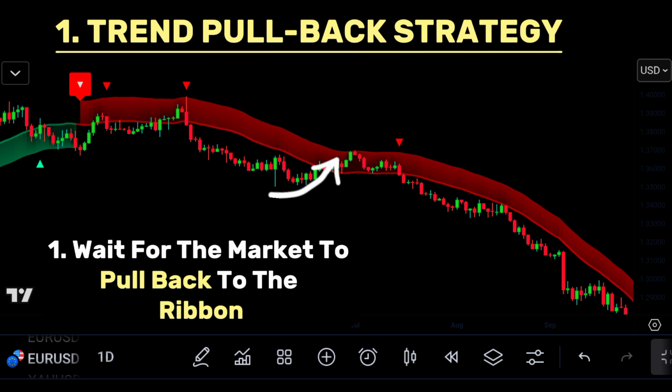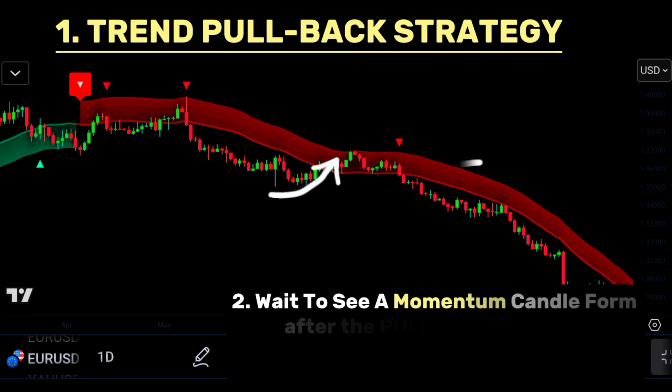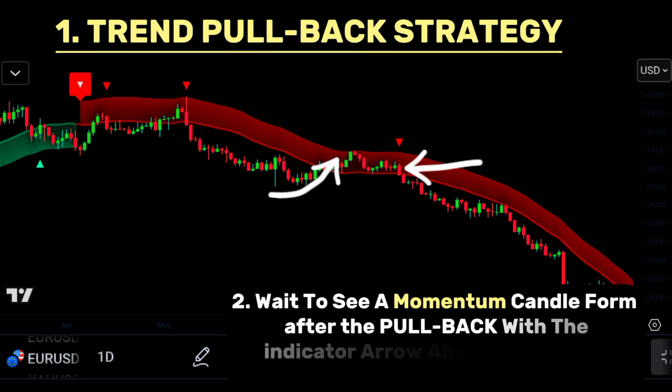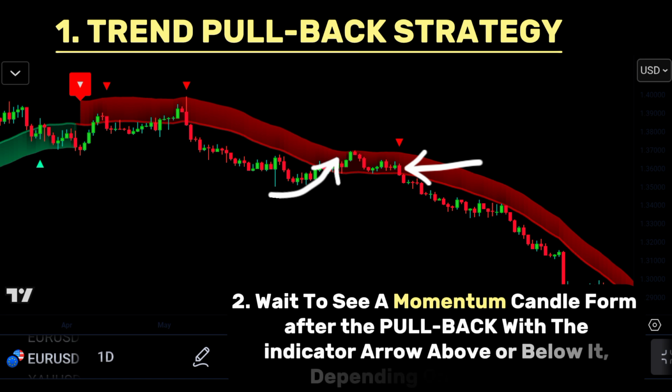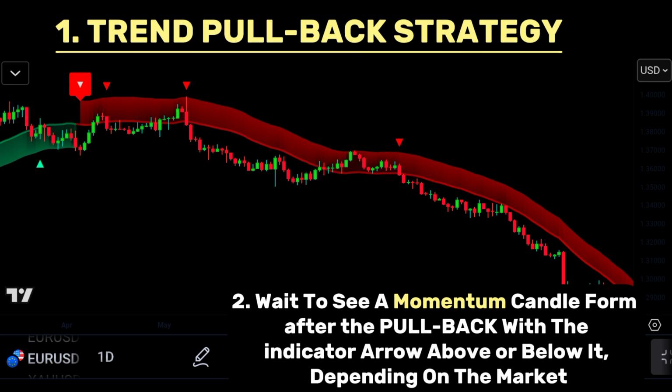And if price trades outside the ribbon, then the setup becomes invalid. The second step is to wait to see a momentum candle to form after the pullback, and at the same time, you see the red arrow appearing above it. That is a pure indication for you to enter the trade. And from that point, you can enter a trade, placing your stop loss above the momentum candle, and your take profit target at the next low, or at least 3 times the size of your stop loss, and then you will have a successful trade.